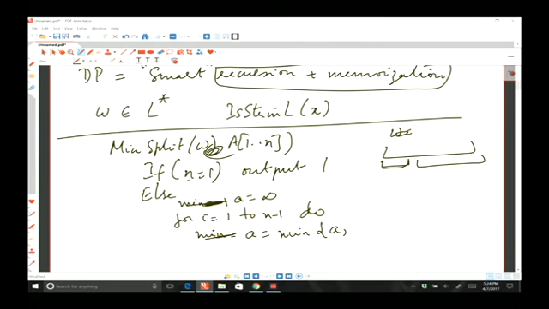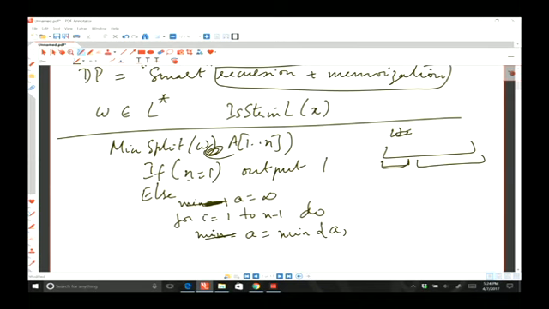I'm not doing anything clever. I'm saying, how can I split W into palindromes? I first take one palindrome as the prefix, and then the suffix I have to split into palindromes. So that's what I'm saying.